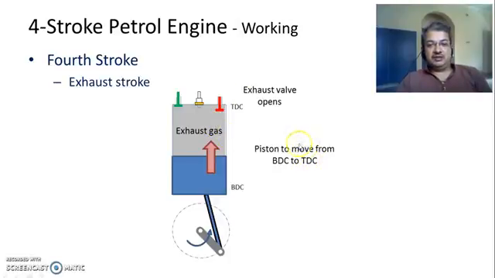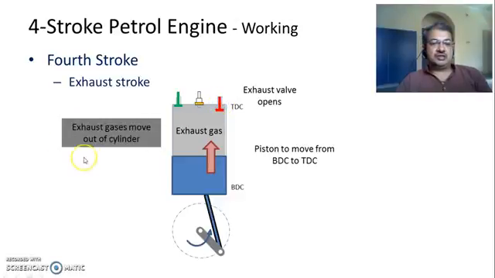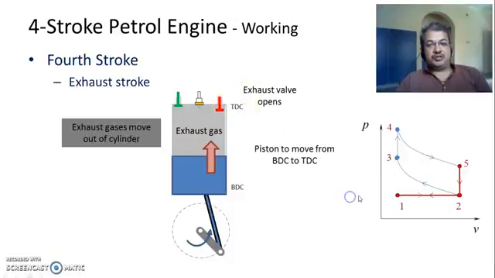Then the remaining gases that are left in the cylinder are moved out due to the movement of the piston. The piston will be moving from bottom dead center to the top dead center. So the exhaust gases that remain inside the cylinder go out of the cylinder. This process is represented by two lines, 5 to 2 and 2 to 1. 5 to 2 indicates a sudden reduction in pressure due to the opening of the exhaust valve.